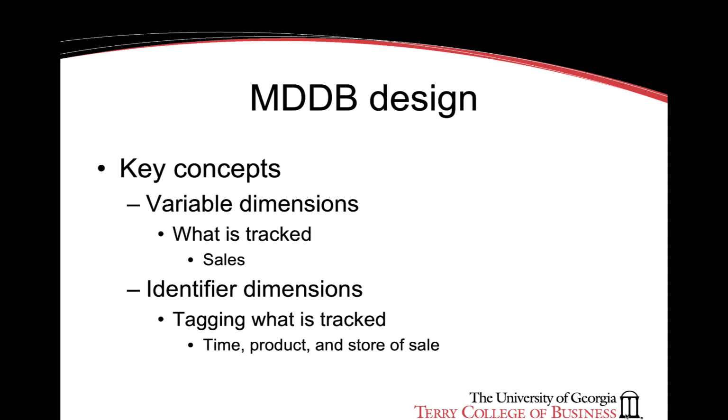First of all, one needs to identify what the different dimensions are. One is going to have dimensions of the variable, and one is going to have dimensions of the identifier. For instance, variable dimensions is knowing what is tracked, and identifier dimensions have to do with tagging what is tracked.